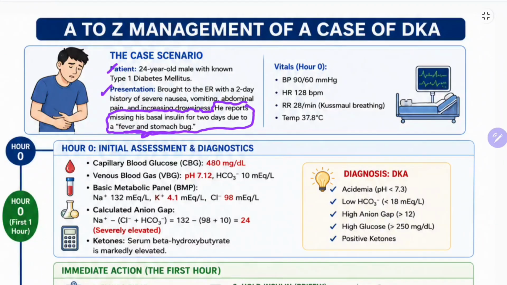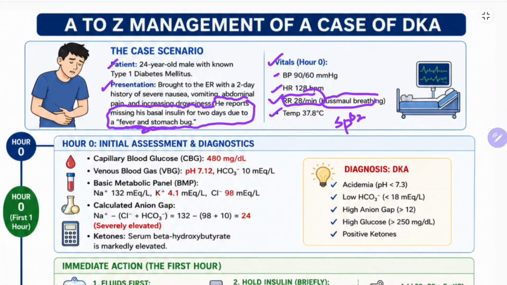Okay, at the point of admission his BP was 90/60, heart rate elevated at 128 beats per minute, respiratory rate increased at 28 per minute, temperature 37.8, which is also raised, meaning feverish. So this is Kussmaul's breathing. Hyperventilation: if you measure the saturation in these patients, saturation levels will be normal, but respiratory rate will be increased. This is a clue that the increased respiratory rate may be due to acidosis. Okay, normal SpO2 and increased respiratory rate.